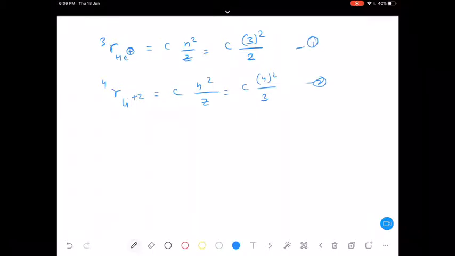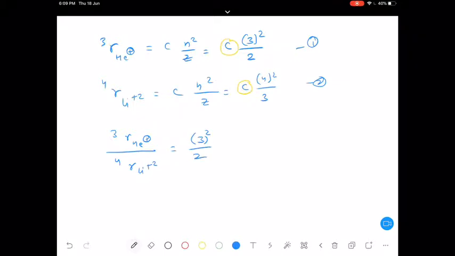equation 2. If I divide equation 1 by equation 2, I'll get the radius of the third shell of helium plus divided by the radius of the fourth shell of lithium plus 2. This C to this C will get cancelled out. What are we going to obtain? 3 square by 2 into 3 divided by 4 square.